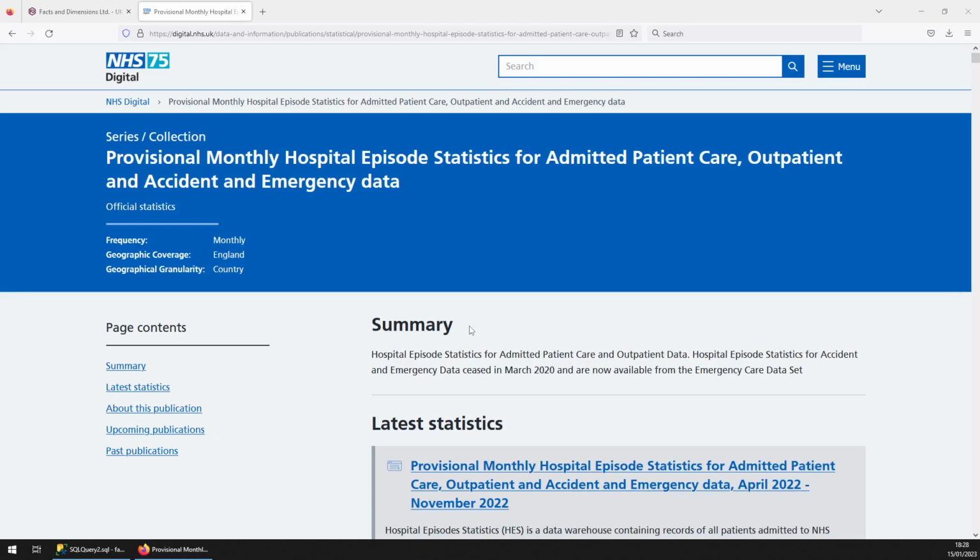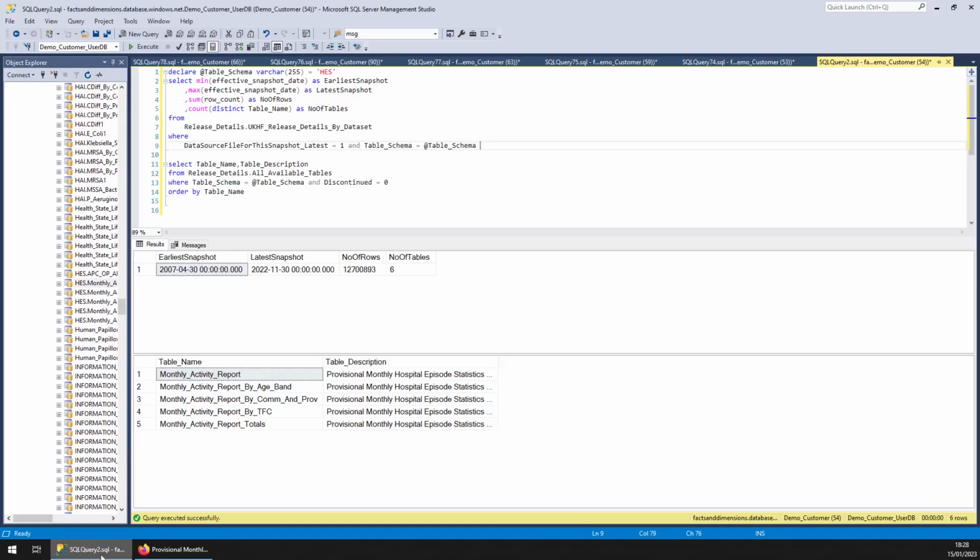That data isn't readily available, of course, because it is highly sensitive, even though it's anonymized. But they do publicly publish aggregated figures from that data, and that's what we're looking at here, HES statistics. And that is still quite detailed. So I'm going to show that to you now.